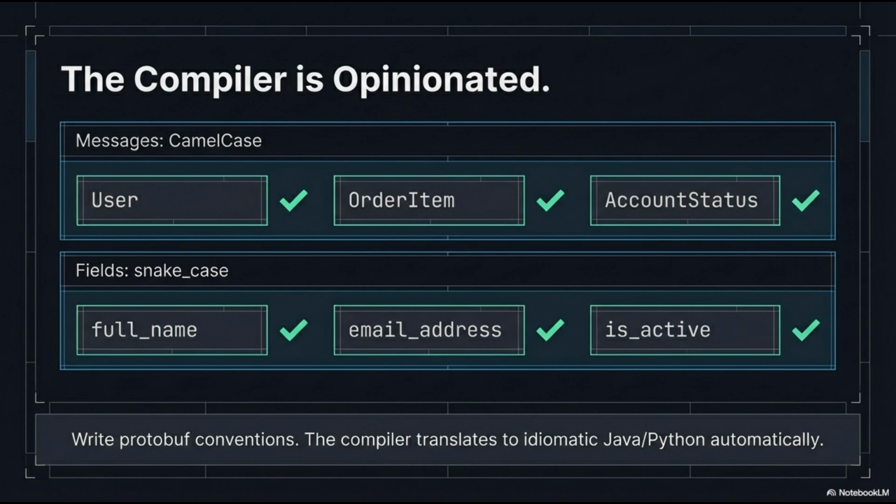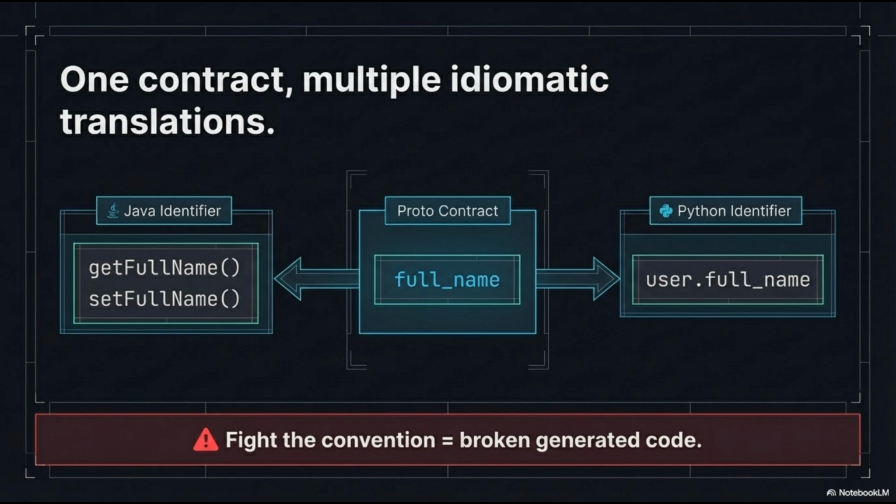So it's translating. Exactly. If you write full_name in snake case, the compiler's Java generator is actually smart enough to translate that into idiomatic Java. So it will automatically create a User class with a getFullName method and a setFullName builder method, properly CamelCase. Meanwhile, the Python generator sees the exact same snake case field in the proto file, and it creates a Python object where you just access user.full_name directly. Which is perfectly idiomatic for Python.